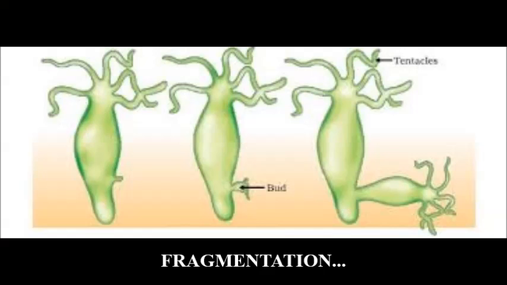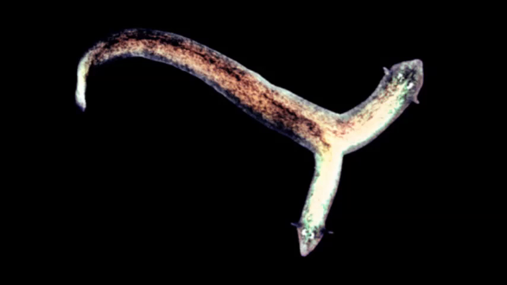Fragmentation. In this type of sexual reproduction, the body of the parent breaks into separate fragments, each able to produce an offspring. An example of Australian flora is planarians.